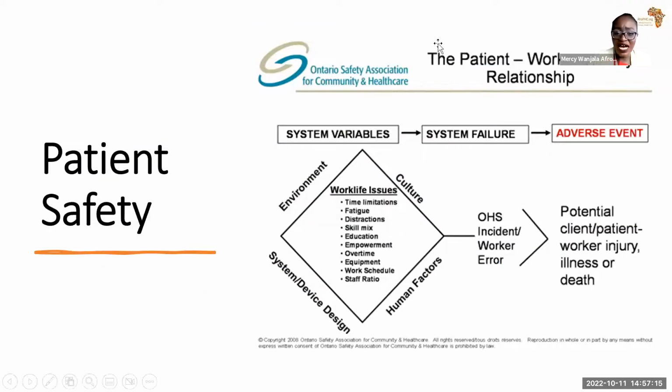Patient safety, on the other hand, is an interlink between different things within the system. System variables that affect patient safety are things like the environment, the culture, the system and device design, and also human factors. That is why I said healthcare worker safety and patient safety are interlinked, because human factors account for about 75 to 80% of patient safety needs and concerns. Whenever there is a problem with these system variables, it results in a system failure, which results in an adverse event.